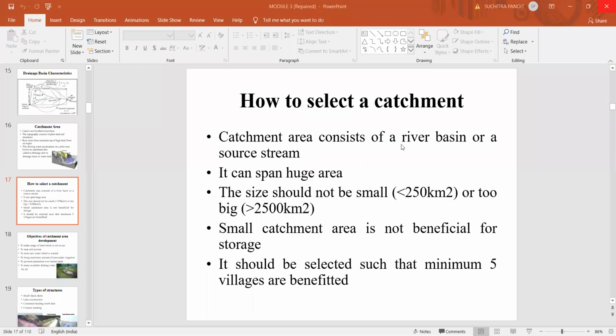Now, a catchment area consists of a river basin or a source stream. In any case, if you want to carry out any investigation in an area, you should have a natural stream flowing through the catchment area. It can span a huge area, but the size should not be small. It should not be taken less than 250 square kilometers, and it should not be too big either.